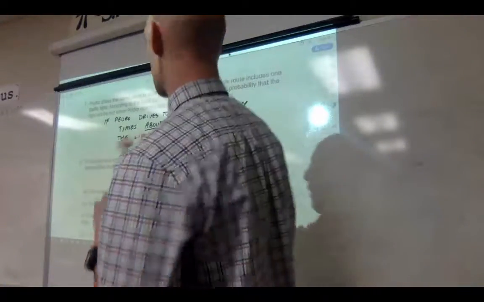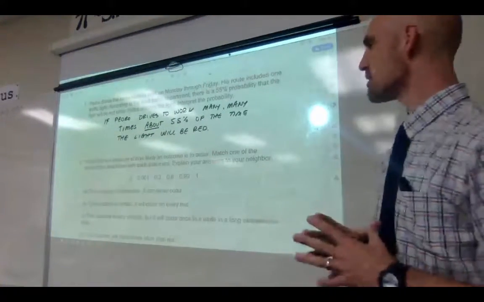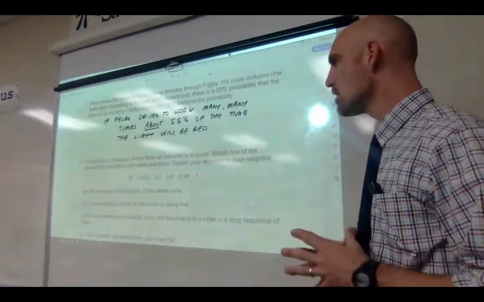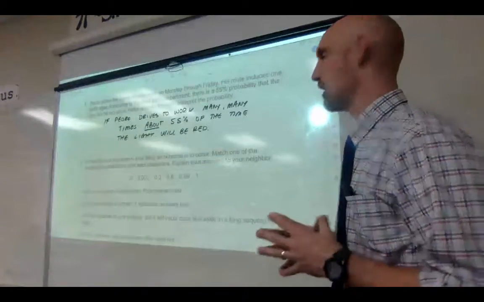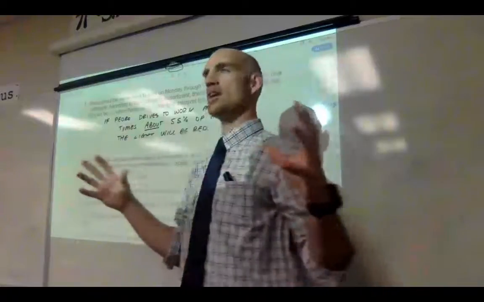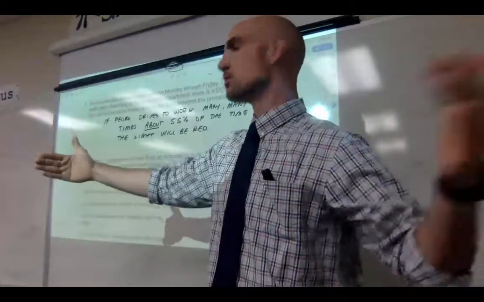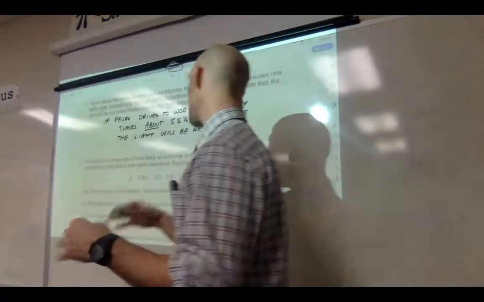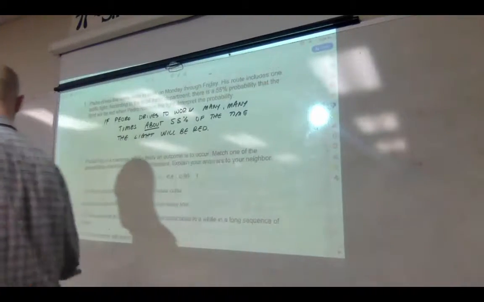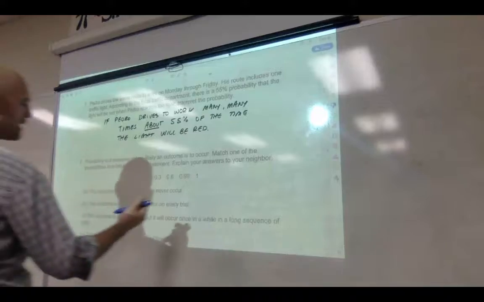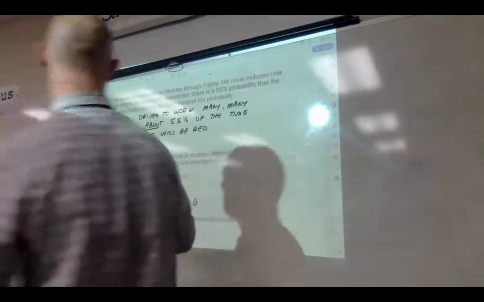Okay. Next part. Probability is a measure of how likely an outcome is to occur. Match one of the probabilities that follow with each statement. Explain your answers to your neighbor. So check it out. Probability is a measure between 0 and 1. So if the outcome is impossible, it can never occur. That will be 0. Right? So for A, that's our 0 answer.